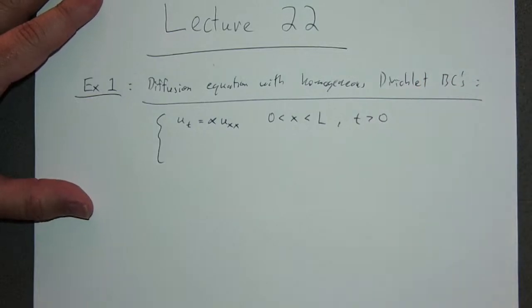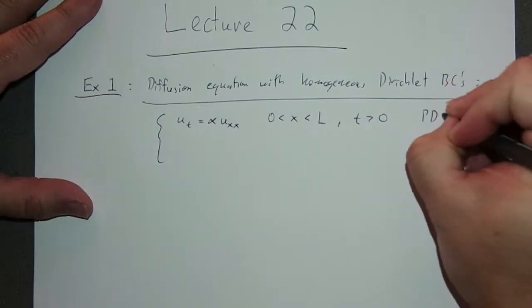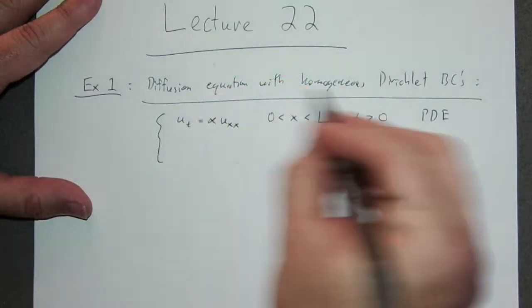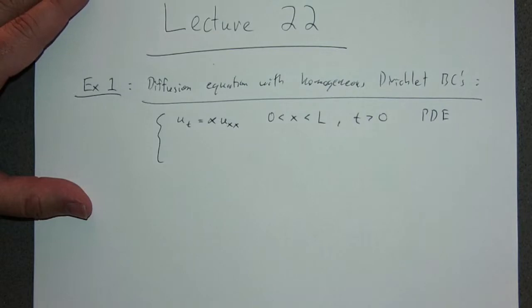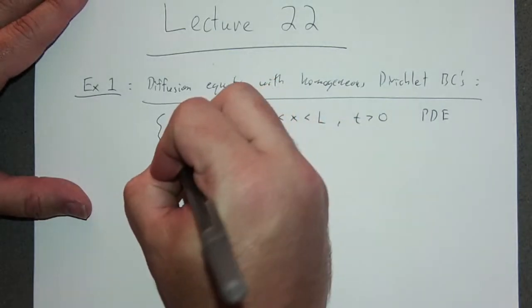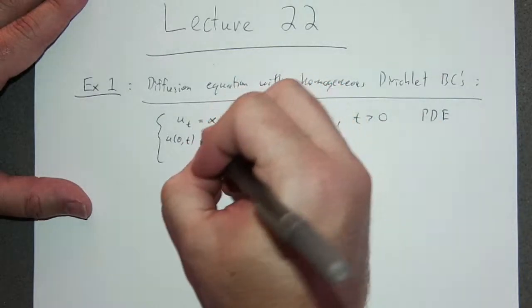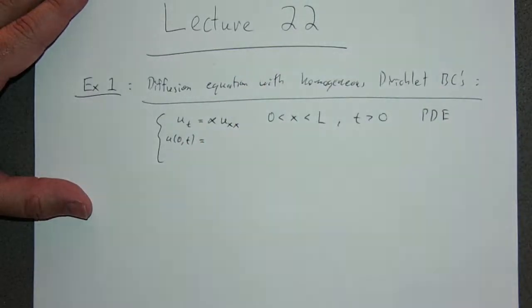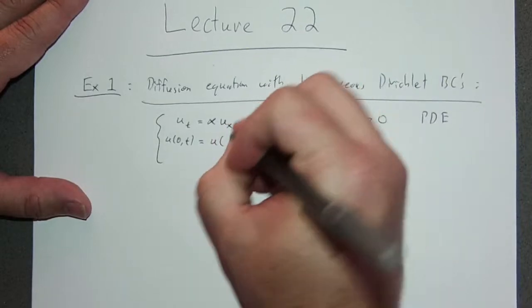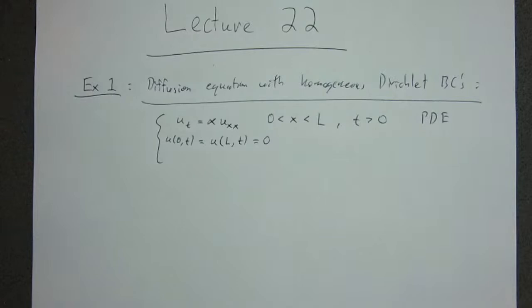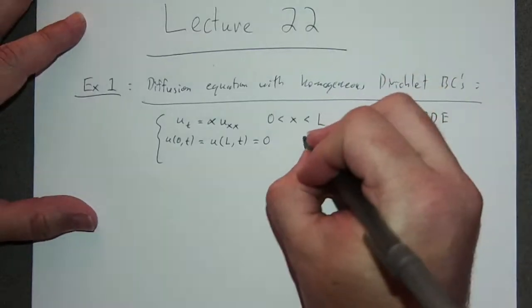Here's my PDE. Just to remind us, this is the PDE. I have boundary conditions. These are going to be homogeneous Dirichlet in this example. So this is u of 0, t equal to u of L, t, and both of these are 0, and that's for t positive.